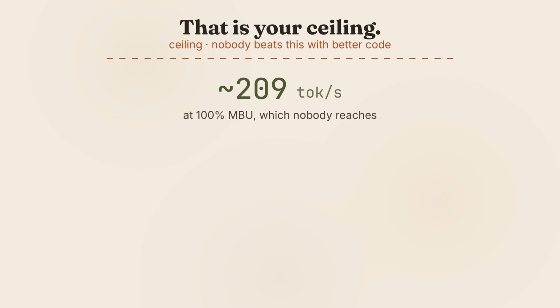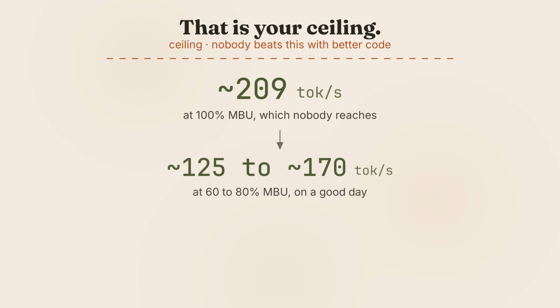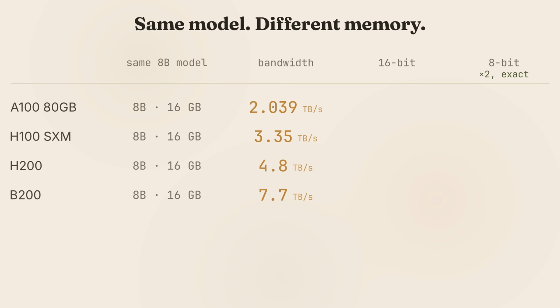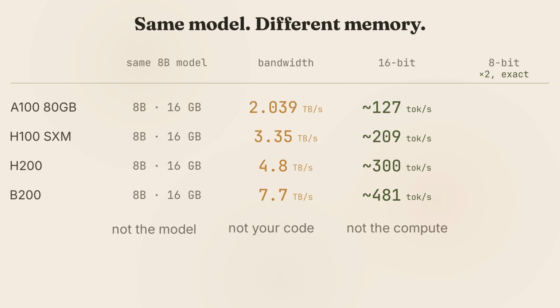And it assumes 100% MBU, which nobody gets. So 60 to 80 is realistic on a good day. And in real life, you'd call it somewhere between 125 and 170. Now put that same model behind different memory, and an A100 gives you about 127 tokens a second. An H100 gives you 209, an H200 gives you 300, and a B200 gives you about 480. So what moved across that row? Not the model and not your code, and I didn't touch the compute either, only the bandwidth.